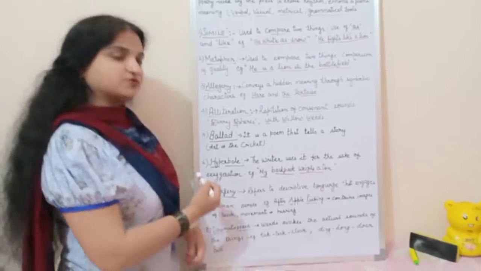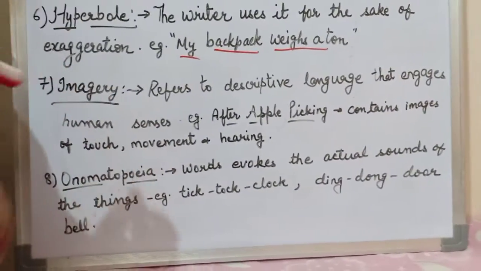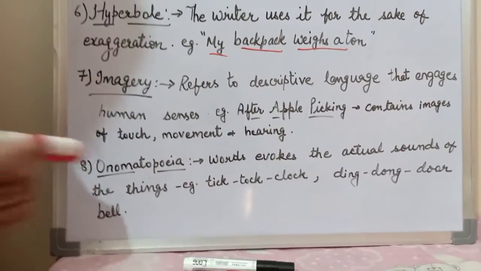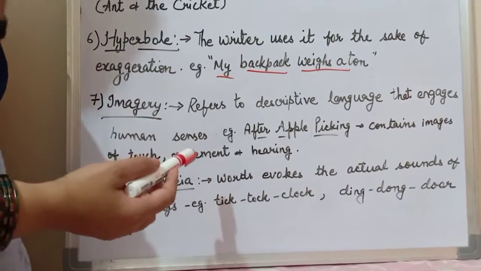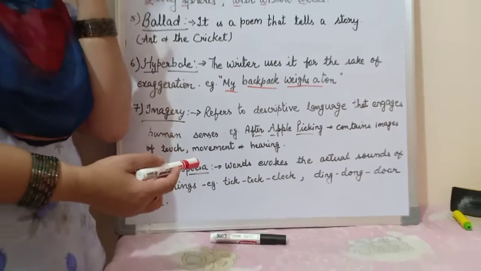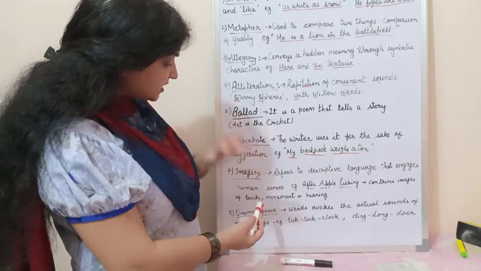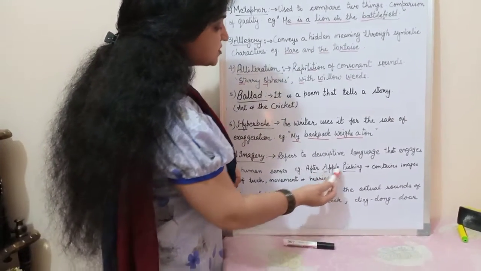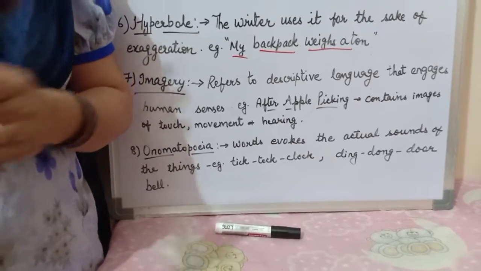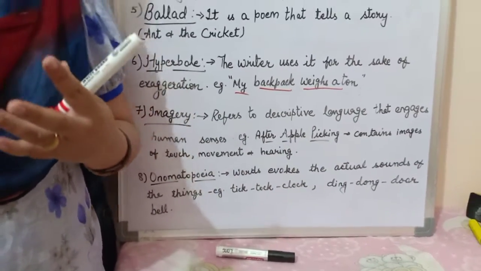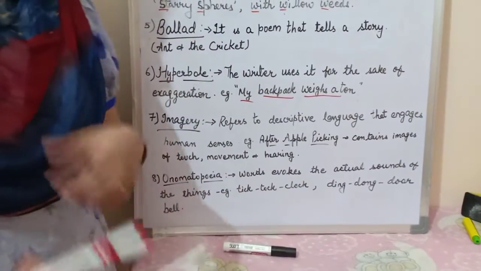Then comes imagery. Now, what is imagery? From the term itself it is clear. Images, it refers to some images. It refers to descriptive language that engages human senses. Human senses, you know, sense of sight, sense of smell, sense of hearing. Like After Apple Picking. After apple picking means something comes to your mind that somebody has picked apples. Okay, so it engages the senses through images of touch, movement and hearing.